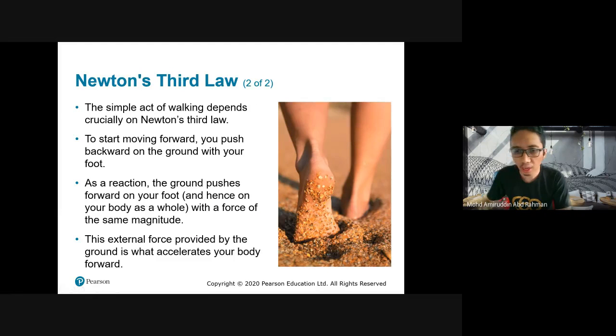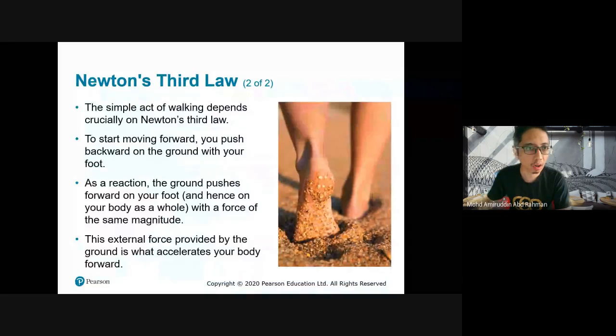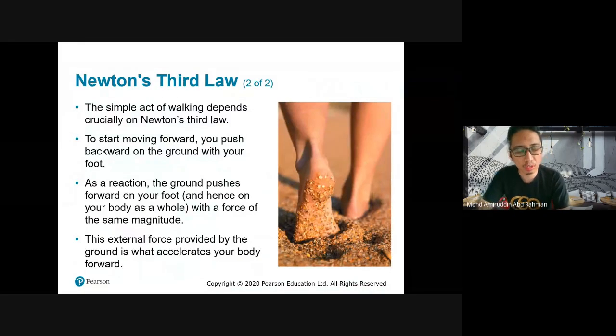Let's say we have a simple act of walking, which depends crucially on Newton's third law. So let's say we start moving forward and you push backwards on the ground with your foot. As a reaction, the ground pushes forward on your foot, and hence on your body as a whole, with a force of the same magnitude. So this external force provided by the ground is what accelerates your body forward.